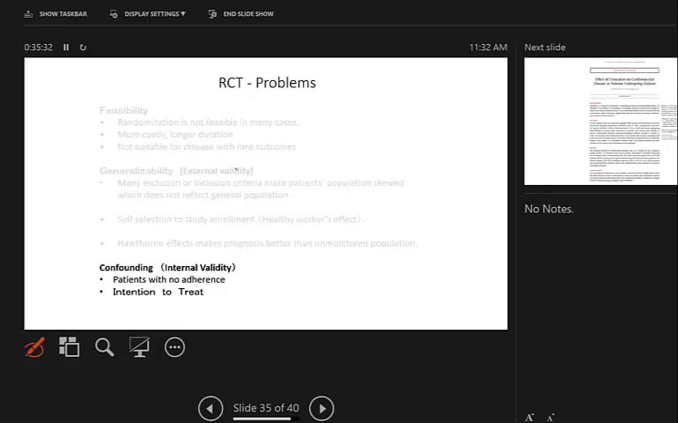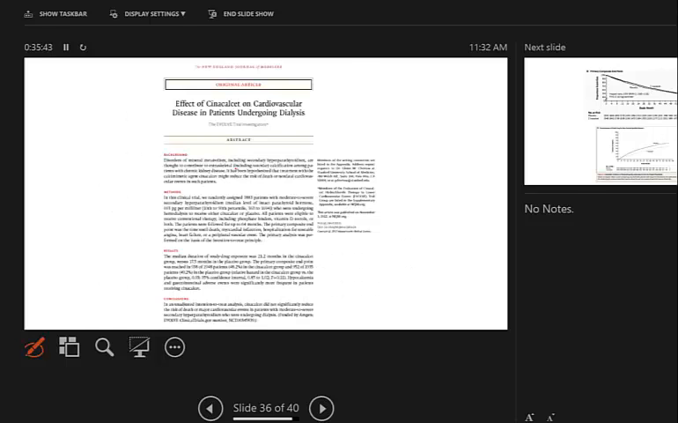Right. And then another problem with RCT is adherence. This is a study published probably 2 years ago, 2013, I think, in the New England Journal of Medicine. What is the P? P is patients who are undergoing dialysis. And E, the exposure of interest, is a drug called cinacalcet.